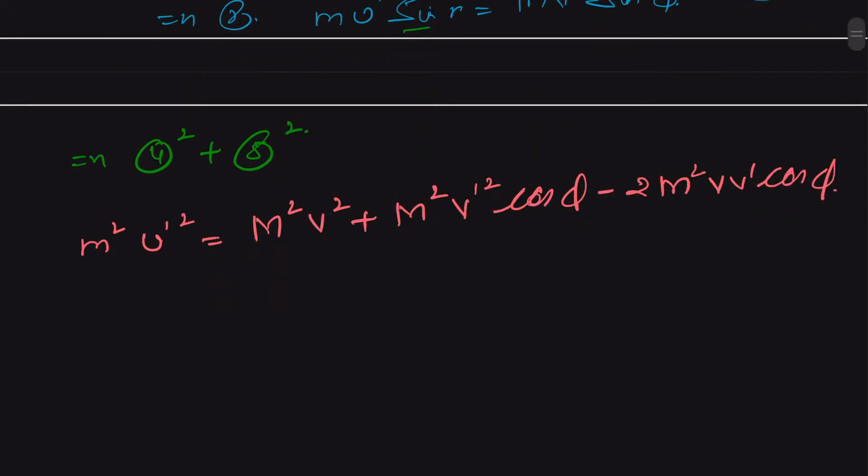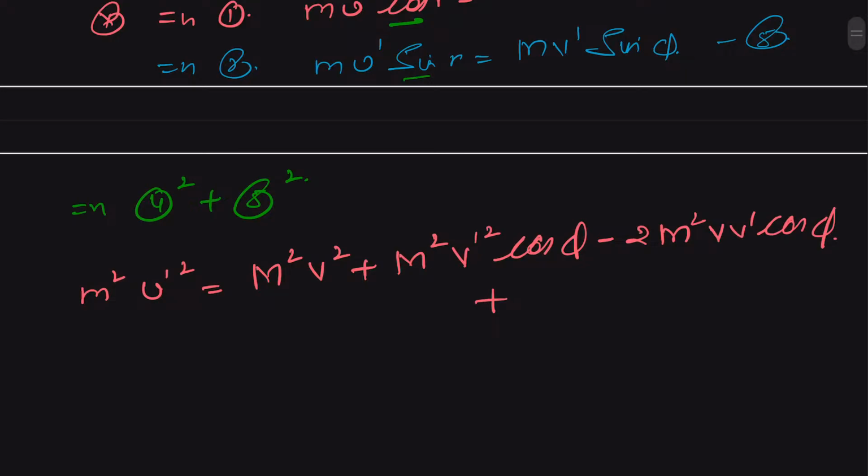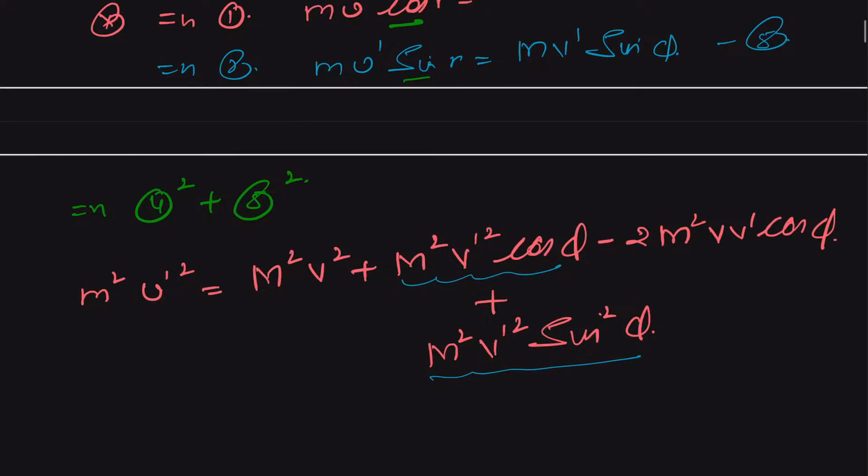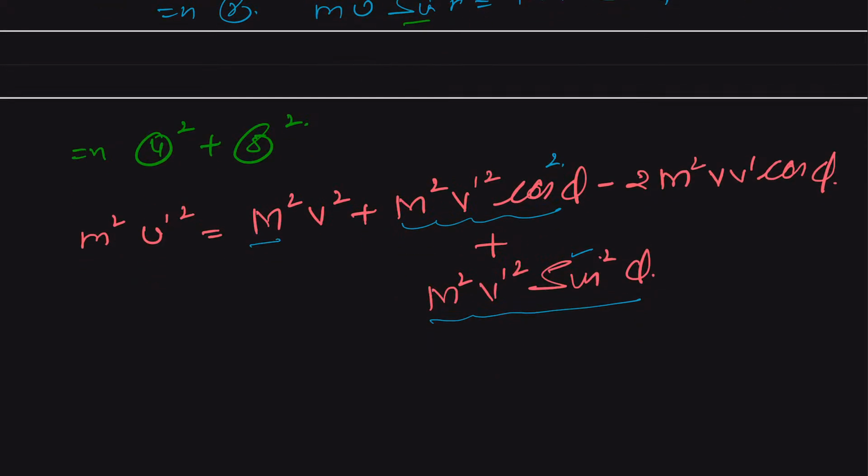Okay. And this is our first equation, and then we are going to add the square of the second equation, which is m square v prime square sine square phi. Here I forgot to mention this will be squared. So we are going to get cos square phi as well as sine square phi, that will be equal to 1. And we can take m square common throughout.